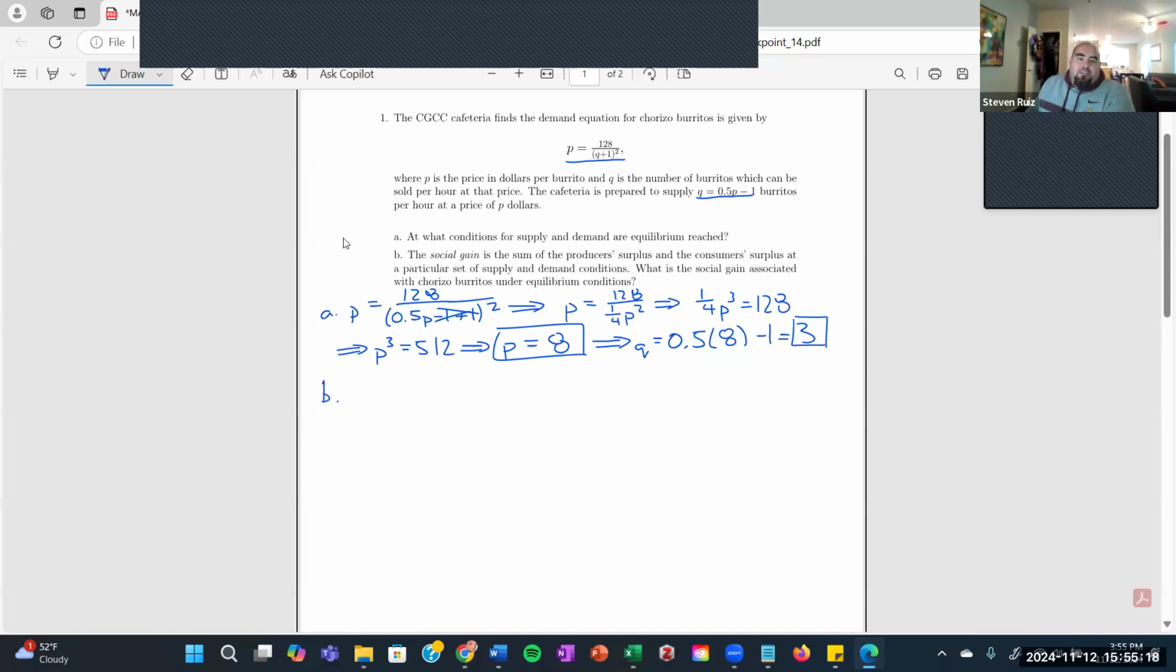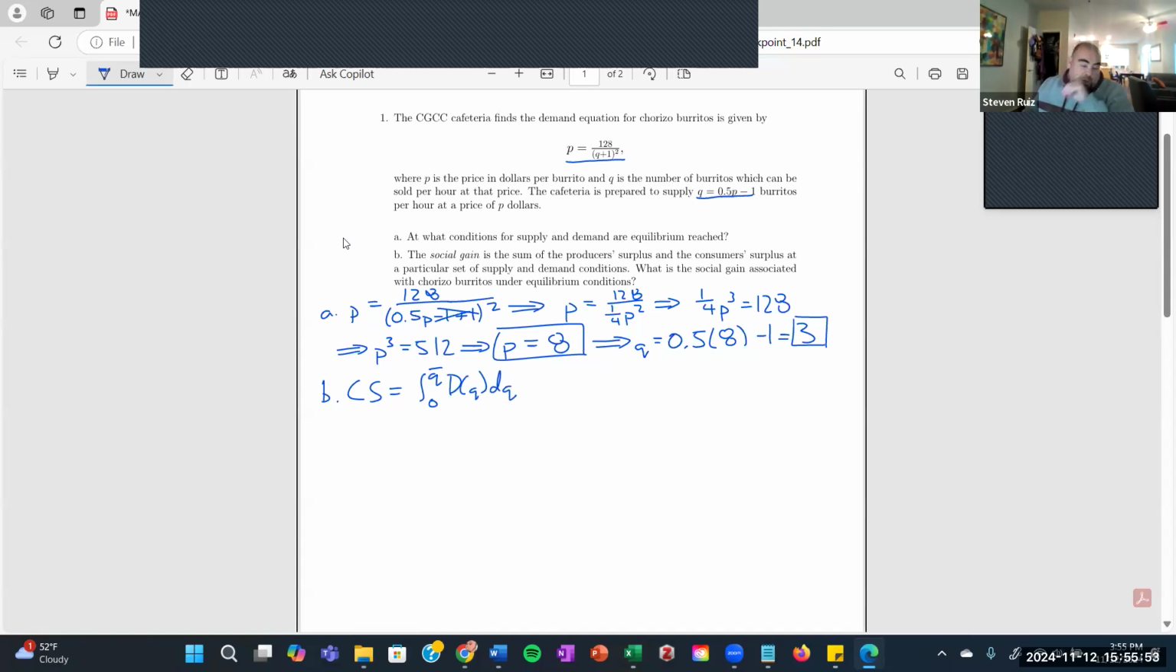Part B. So now we're going to find the social gain. So how do we find the social gain? Basically, we have to find the consumer surplus and the producer surplus. So let's find the consumer surplus first. So how do we find consumer surplus? That comes from this integral. So the integral from 0 to whatever my supply point is that I want to integrate to, of the demand curve with respect to Q.